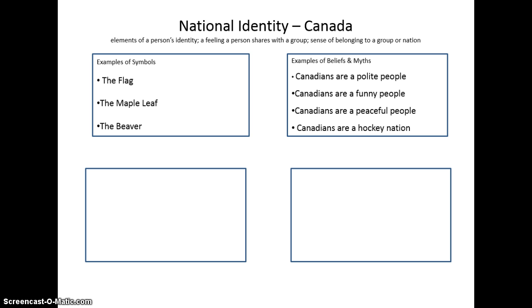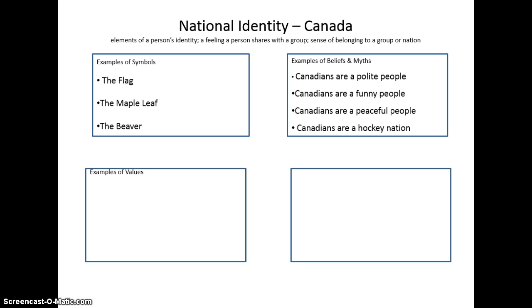And of course, Canadians are a hockey nation. They see themselves as a hockey nation, and that's an important belief. Canada strives to win at all international competitions and has actually won the last gold medal at the Winter Olympics in ice hockey in both the men's and women's teams.